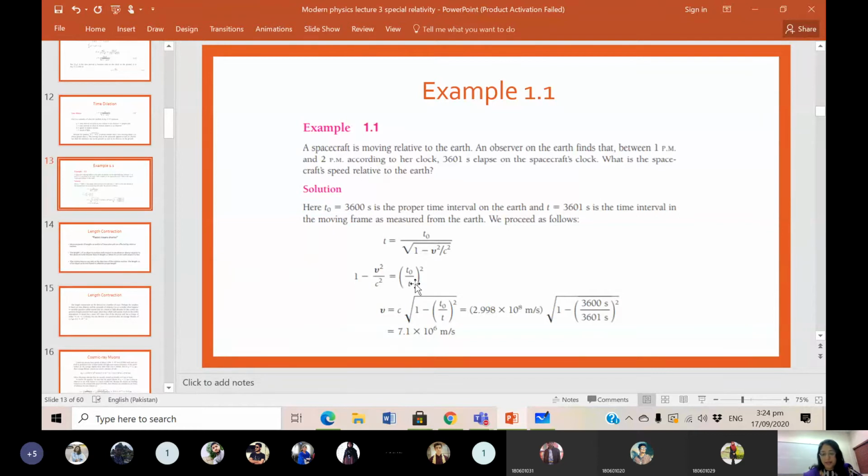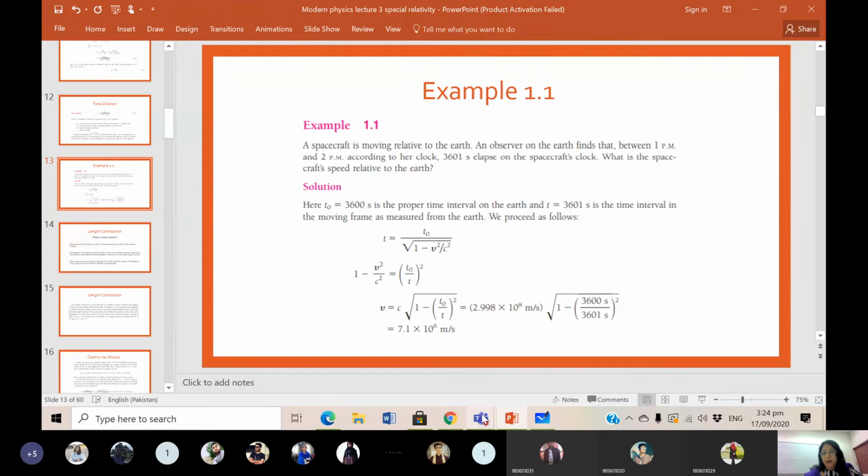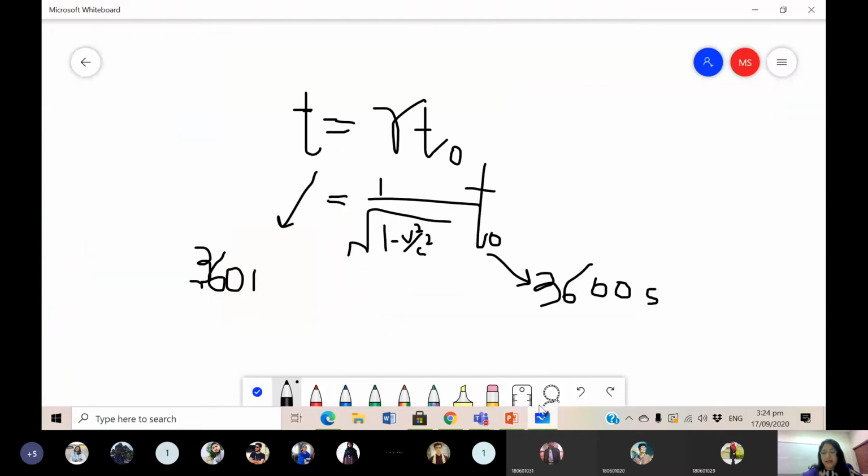Yes, we just have to plug in the numbers and we'll get the answer. So if T0 is equal to 3600, which is the proper time, what do you mean by proper time? Proper time is the situation I drew over there, that in the same frame, an observer is sitting here and an event is taking place, and the observer is in the same frame as the event. So that's the proper time without time dilation. Proper time is this T0, in which the effect of time dilation has not come in.